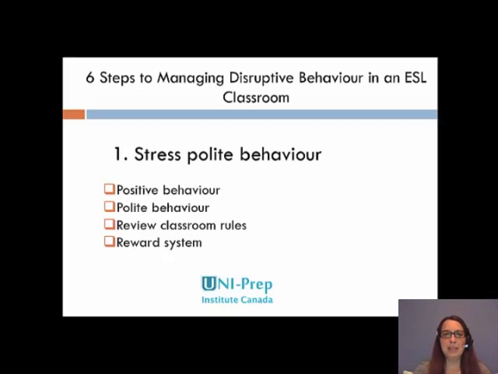The way you can do this is for yourself, first of all, to be a positive role model for your students in the class. You can also model polite behavior and ask your students to be polite with each other. The next thing you can do also is review classroom rules, starting from the first class. And the last thing I would suggest would be to have some sort of a reward system going on with your students.